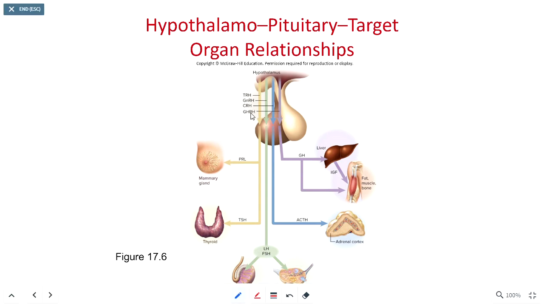So, to review, here are those hormones that we've talked about from the anterior pituitary gland. Prolactin triggers lactation in the mammary glands. Thyroid stimulating hormone triggers the release of thyroid hormones from the thyroid glands. Luteinizing hormone and follicle stimulating hormone are going to travel to the gonads in males and females. ACTH, adrenocorticotropic hormone, is going to travel to the adrenal cortex and cause corticoids to be released, and growth hormone is going to travel all over the body and cause fat, bone, muscle, and skin to just grow.